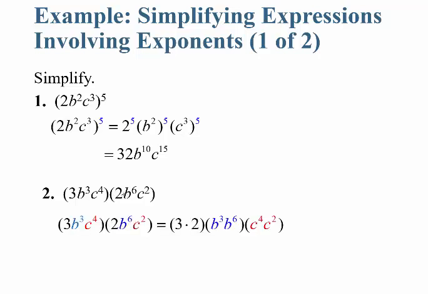So what I'm going to do when I multiply is rearrange like terms together. So the constants, 3 times 2, b to the 3rd times b to the 6th, I'm going to write here. c to the 4th times c squared, I'm going to write here. Well, now let's just simplify it. 3 times 2 gets me 6. When you multiply, you add. So 3 plus 6 gets me b to the 9th, and 4 plus 2 gets me c to the 6th power.